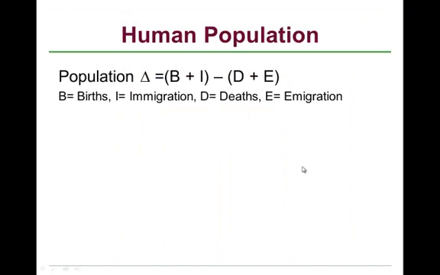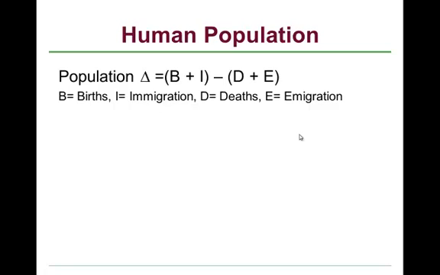So let's just look. This is, in a mathematical sense, human population change. That little pyramid thing is a delta, so that stands for change. So population change equals the number of births, which is B, plus the number of people that immigrate in, minus the number of deaths, plus the number of people that emigrate out. Now, on a global scale, no one's immigrating in, and very few are emigrating out. So it's really births minus deaths for the global human population calculation.